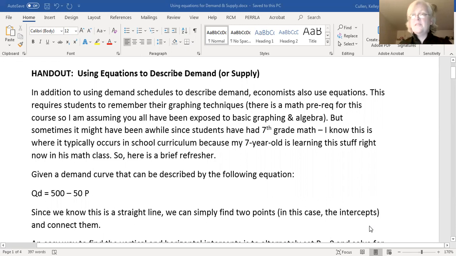All right, so here we go. In addition to using, I'm just going to read. I know I hate when professors read because you guys are perfectly literate and can read, right? But in addition to using demand schedules, we often will use these equations. Okay, so here we go.